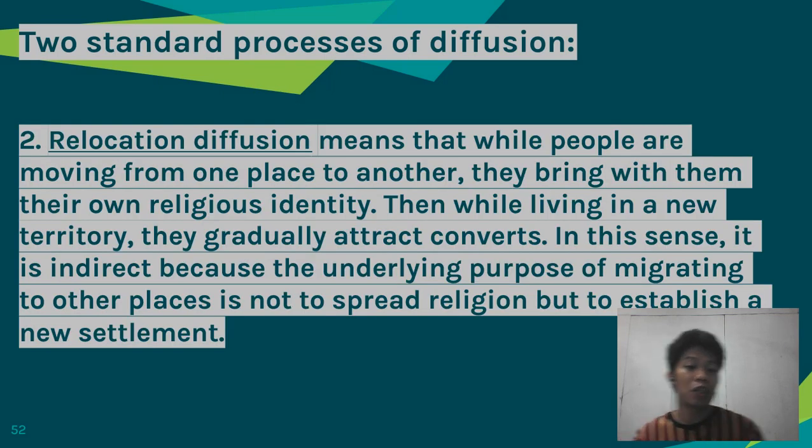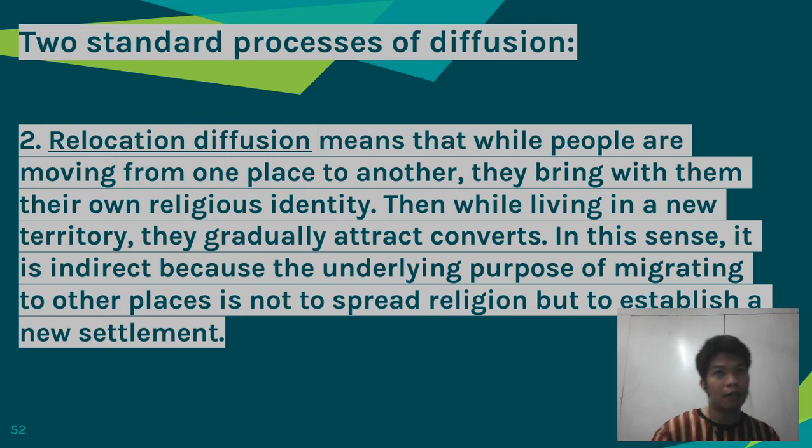Next is relocation diffusion. It means that while people are moving from one place to another, they bring with them their own religious identity. Then, while living in a new territory, they gradually attract converts. In this sense, it is indirect because the underlying purpose of migrating to other places is not to spread religion but to establish a new settlement.